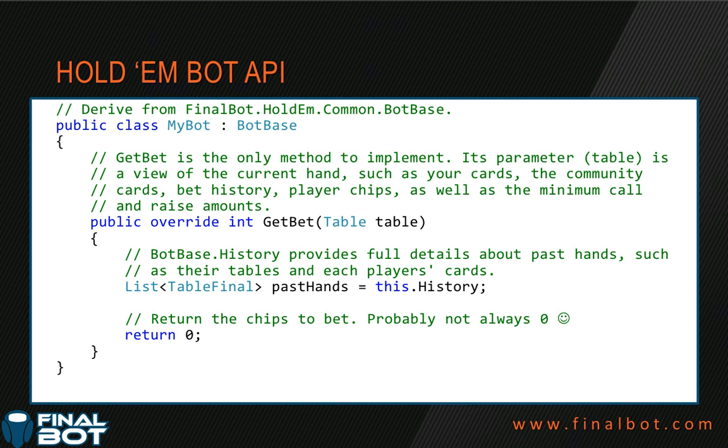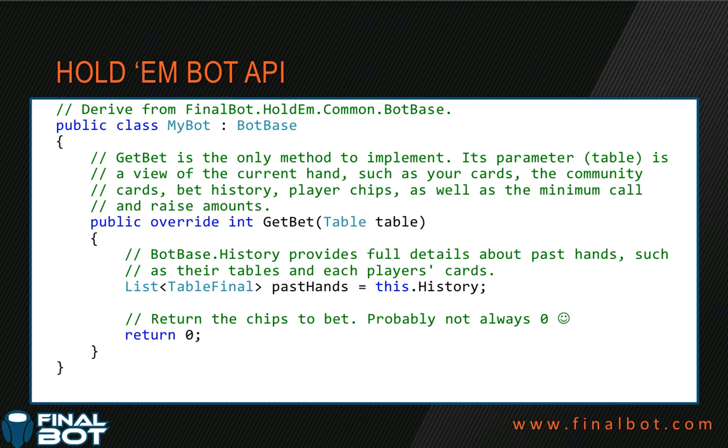BotBase has in it one abstract method, which is called getBet. GetBet returns a number, and it takes a table. The table provides all the information about the current state of the table in the hand you're in, and I will go into some detail on that in one slide. But I also want to note that on your bot class itself, there will be a list of table final objects, which represent the end result of all the hands that have been played so far in your matchup. So you'll be able to use that to go back and look at, I guess, really betting history is the most interesting thing from that.